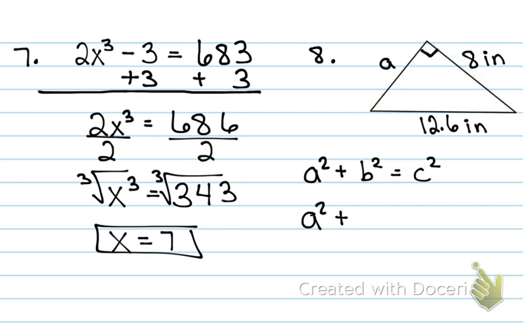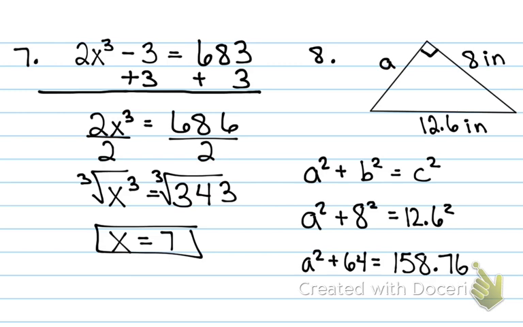Hypotenuse. Very good, the hypotenuse. All right, so 8 squared equals 12.6 squared. Then I get 64. And now, guys, this is turning into an equation. It's turning into an equation. How would I solve for A? Subtract 64 from both sides. And A squared equals 94.76.